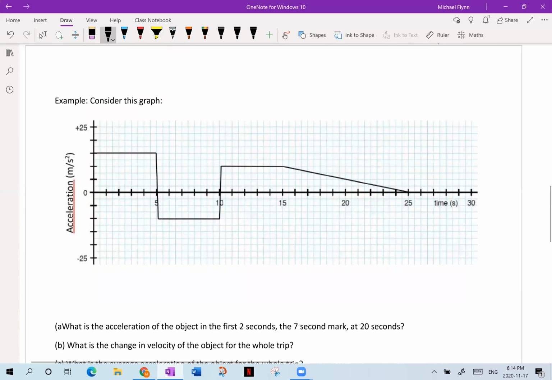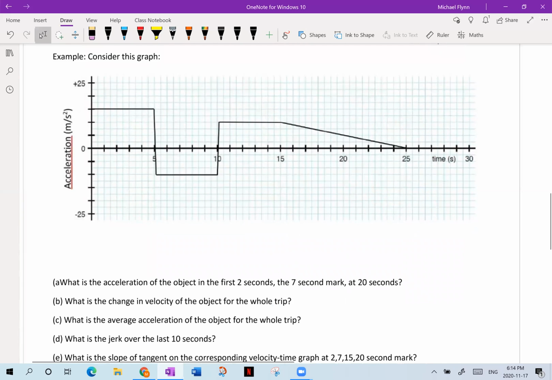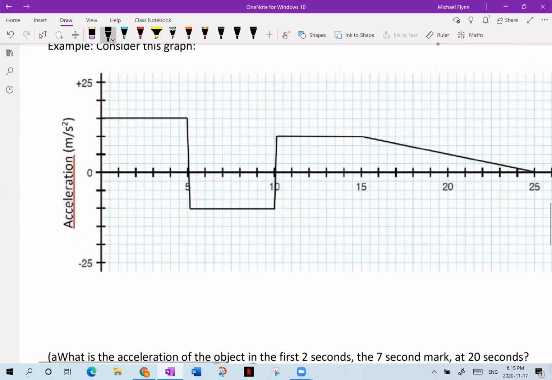All right, now I have an example of an acceleration time graph for you here. These look kind of unusual, but let me tell you how you interpret it. If you look at it, there are some questions here at the bottom. What is the acceleration of the object during the first 2 seconds? Well, I'll just zoom in a little. There's 1, 2, 3, 4, and 5.